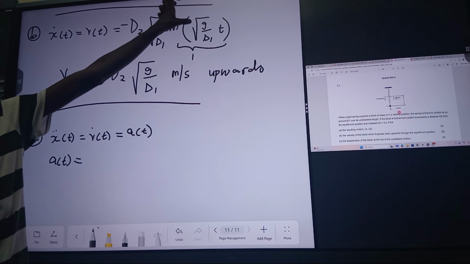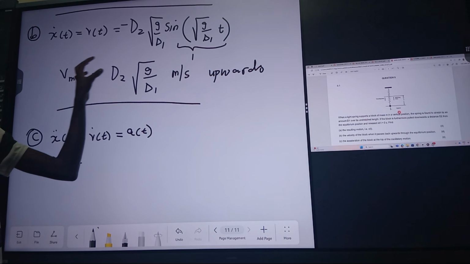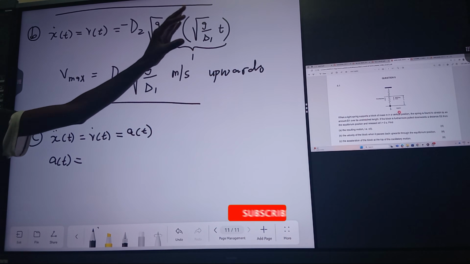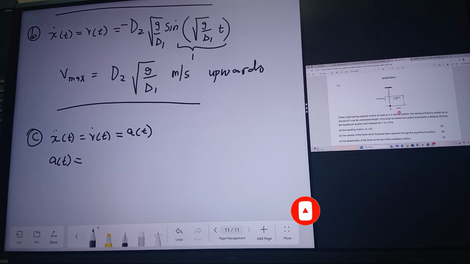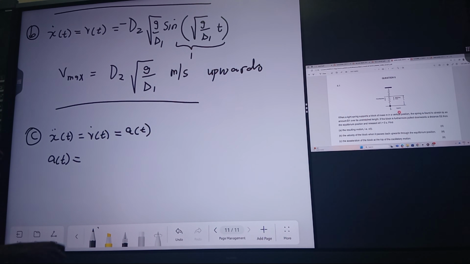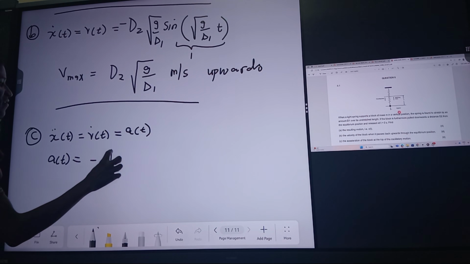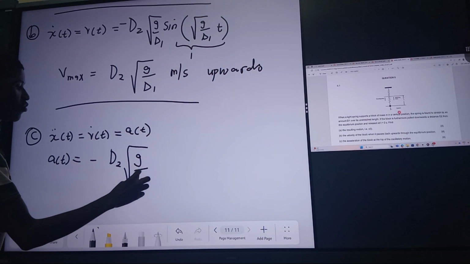This is the equation of velocity. Do not differentiate the maximum velocity. That was the velocity at the equilibrium point. So how do you find the equation for acceleration? We differentiate. If we differentiate this, we'll retain negative d2 times the square root of g over d1.